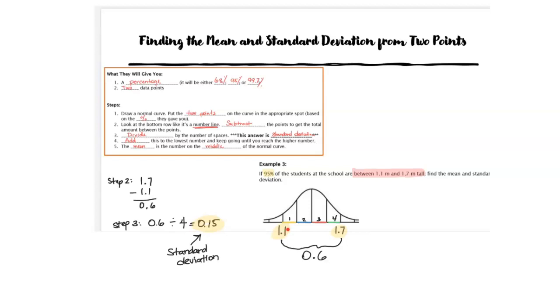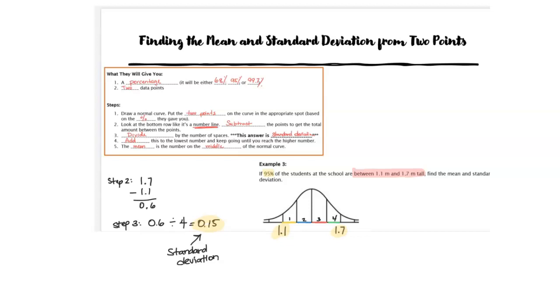Which is simply the distance between each of our intervals. So 0.15. So we move on to step number 4. Add this to that lowest number and keep going until we reach the higher number. So let's clean up our page a little bit. Let's get rid of that 0.6. We know where it came from. And let's go ahead with this.